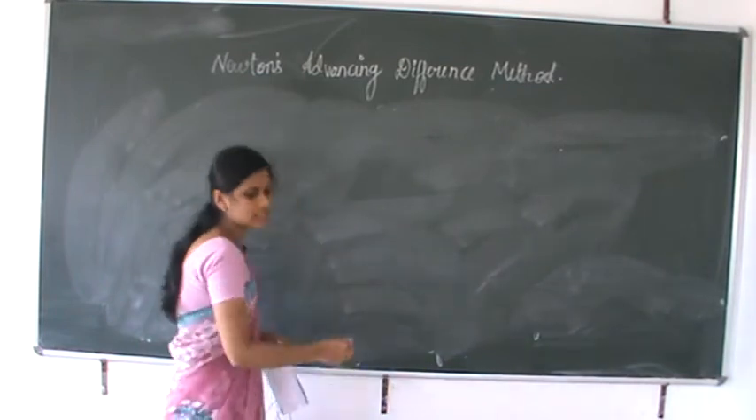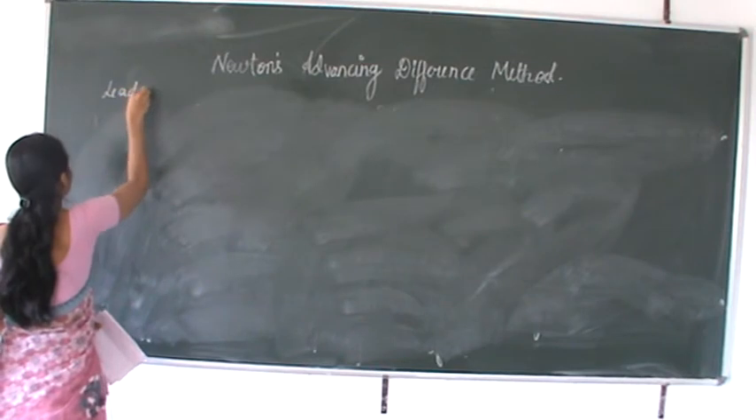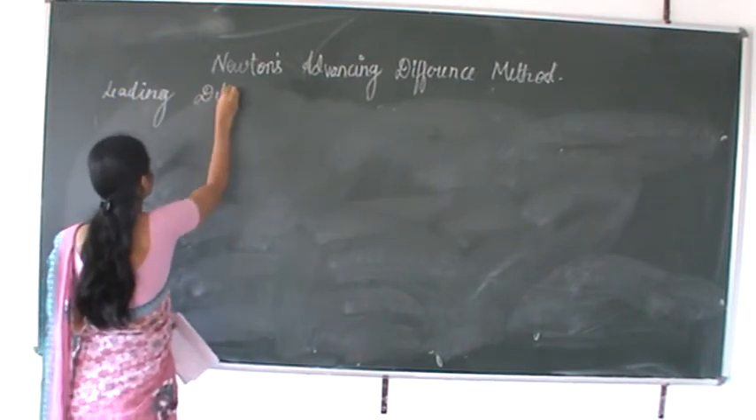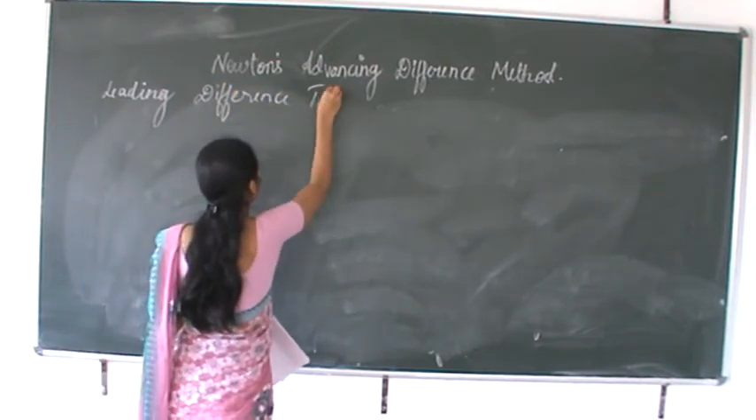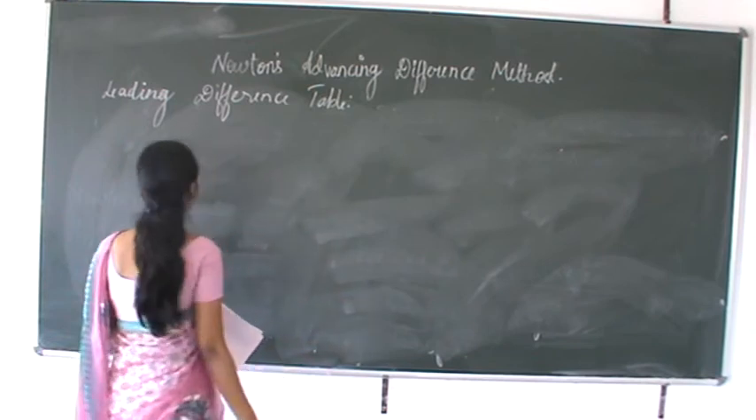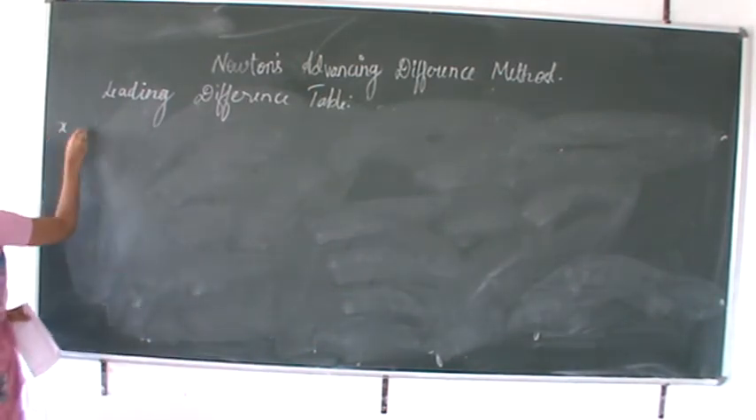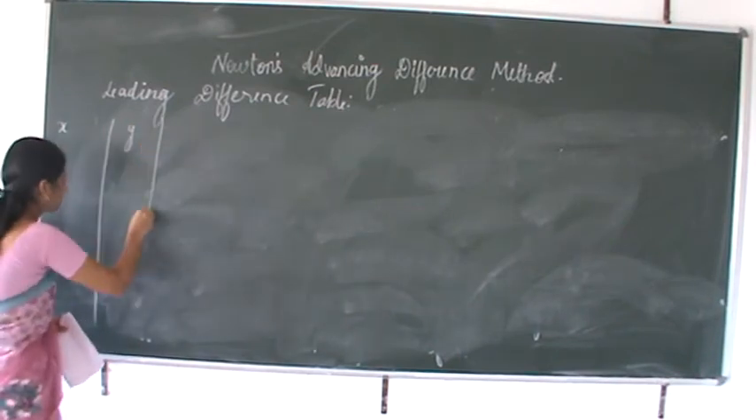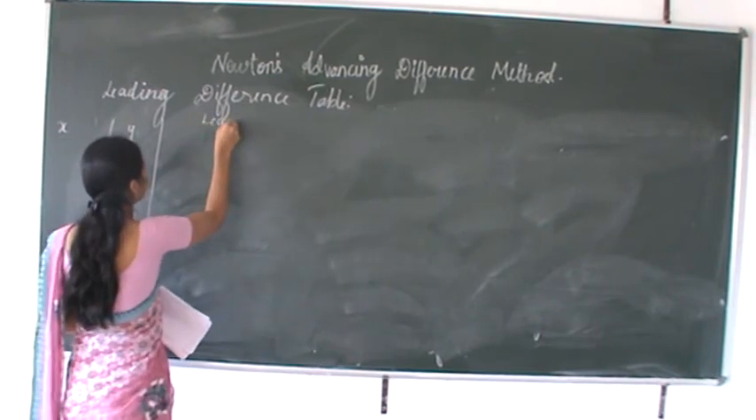The leading difference table is prepared as follows. Leading difference table. First column is x. Second column will be y. Next column is leading difference.